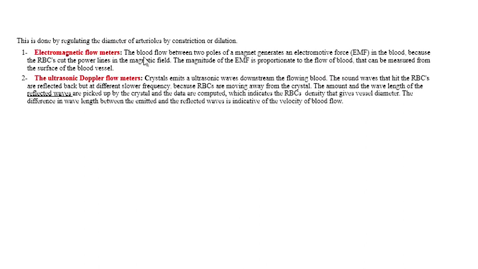For electromagnetic, the blood flowing between the two poles of a magnet generates an electromotive force, EMF, in the blood, because the red blood cells are affected by the magnetic field, and when the number of these cells is large, that means there is more blood flow. So the flow is proportionate to the number of red blood cells that can pass through the vessel, so that we can know whether the flow of the blood is high or not.